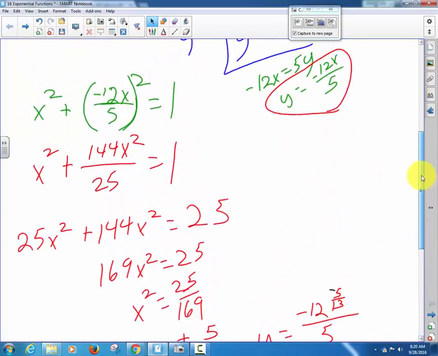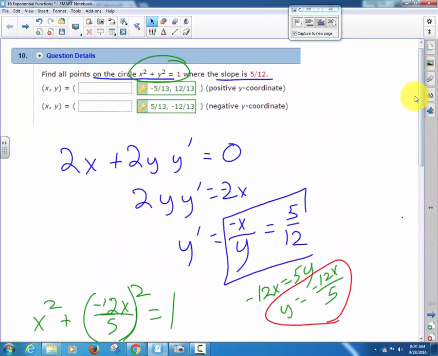Well, which one do you put where? Go back and read the instructions. The positive y coordinate goes in the first one. So be sure to put the negative 5/13, positive 12/13 in there. The negative y coordinate goes in the second one. So be sure you put the 5/13, comma, negative 12/13. Does that help to understand that problem now, people? Okay?